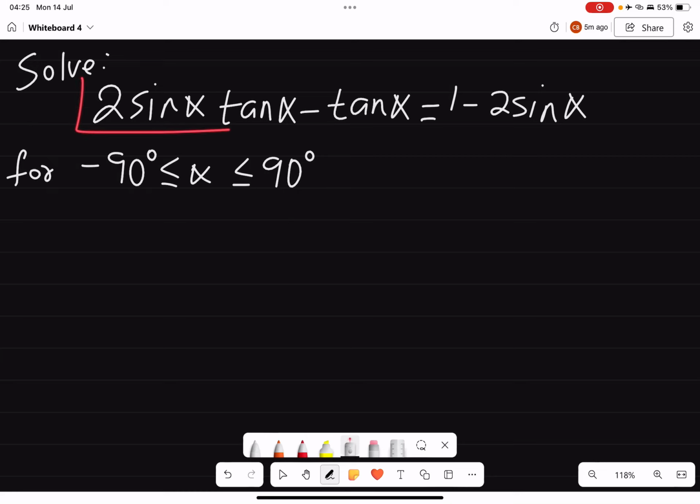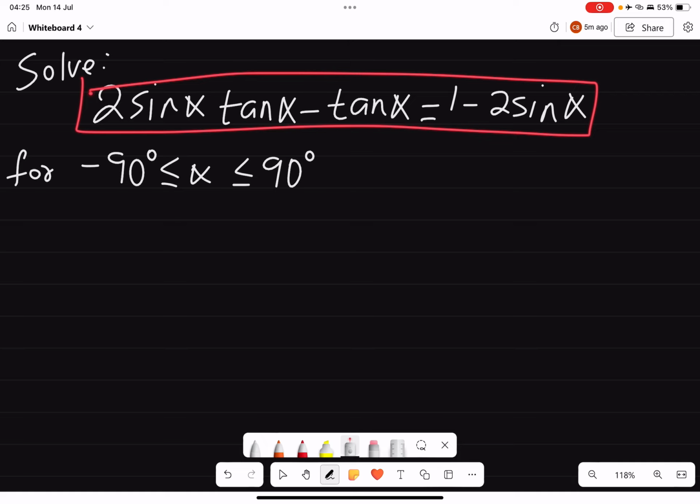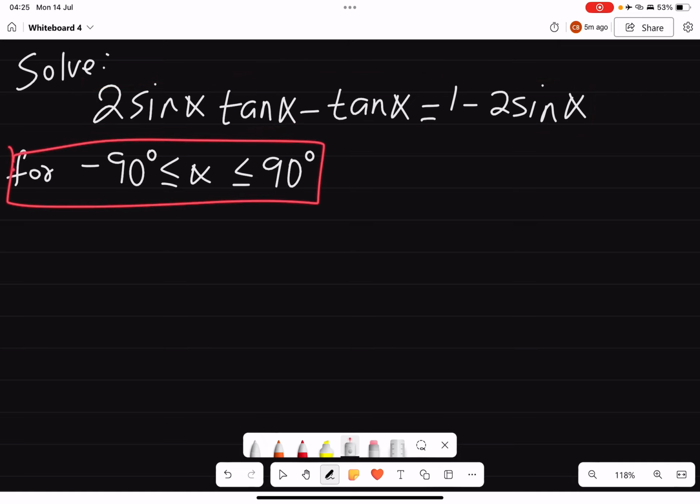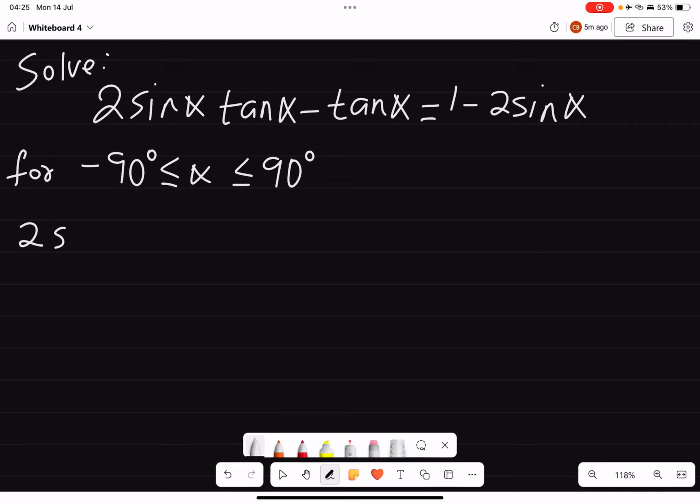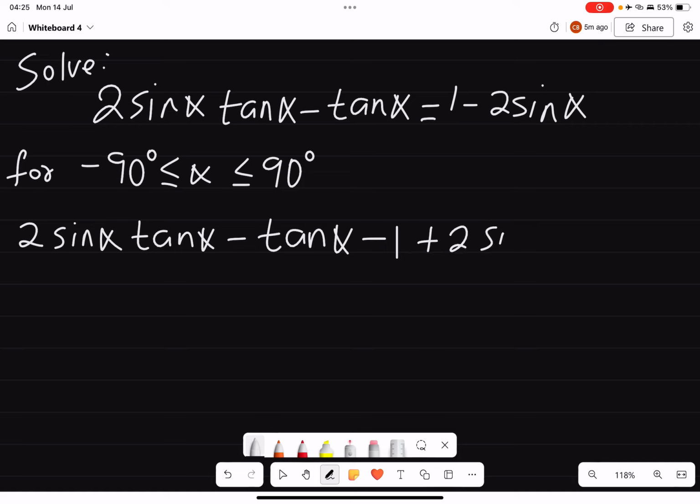We are asked to solve this equation, given that its solutions are in this interval. Without any hesitation, the first step would be to bring everything to one side. So I'm going to take everything to the left. So we have 2 sine alpha tan alpha minus tan alpha. We're going to transpose the 1 to become minus 1 and also transpose the negative 2 sine alpha. So we moved these two terms to the left and their signs changed.